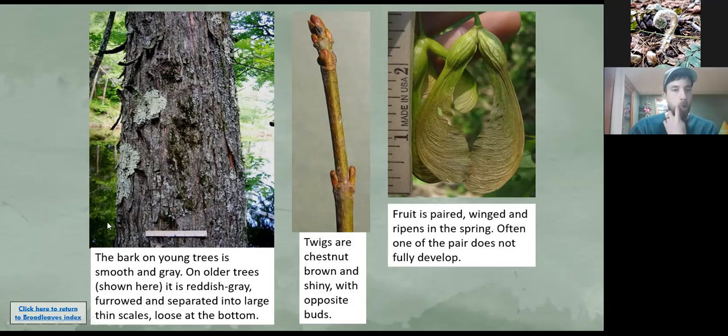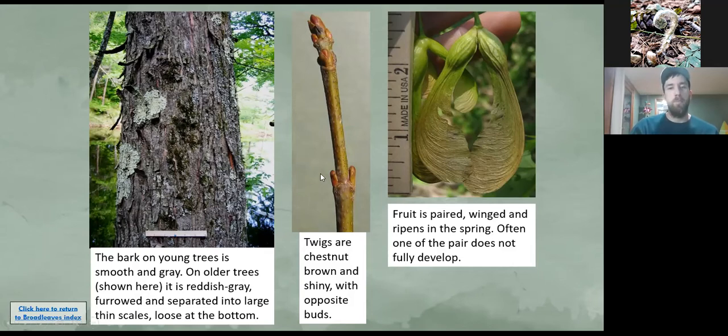So the bark on young trees is very similar to red maple. It's typically smooth and gray, but as a tree gets older, it typically takes on a very heavily furrowed look and has long scales of loose bark. I'd say almost reminiscent of a shagbark hickory, which we're not going to talk about, but it has very shaggy bark.